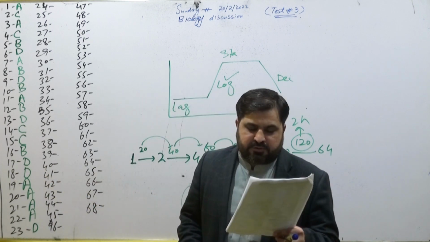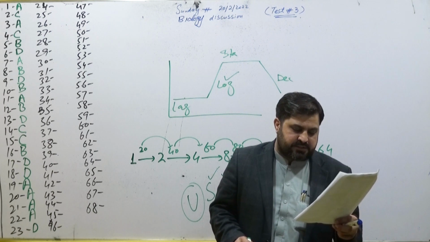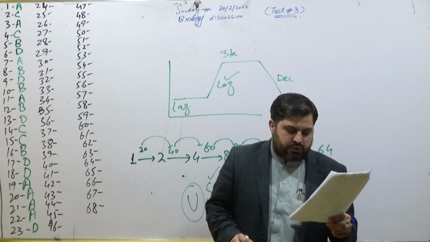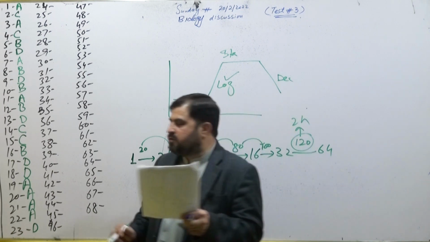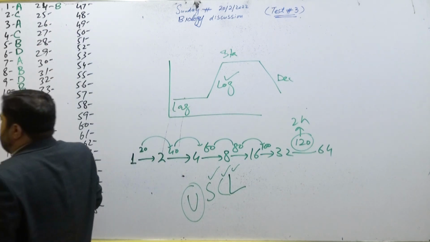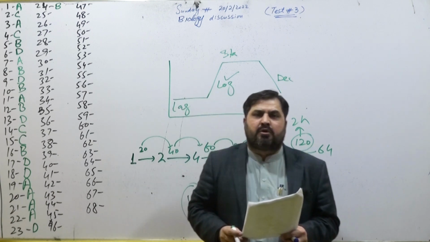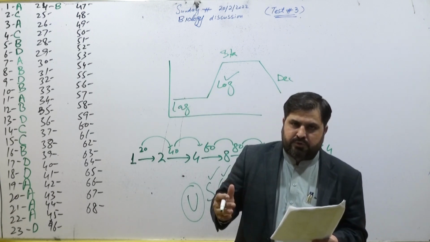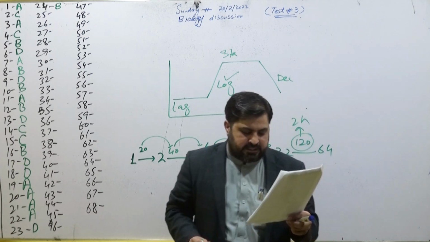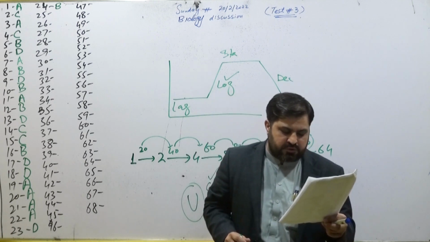Coming toward the next MCQ, that is MCQ number 24. Some bacteria have a resistance to phagocytosis due to the presence of capsules. Those bacteria which are capsulated are resistant to the phagocytosis process. They cannot be engulfed by the lysosomes. So that's why the answer is that they have capsules.